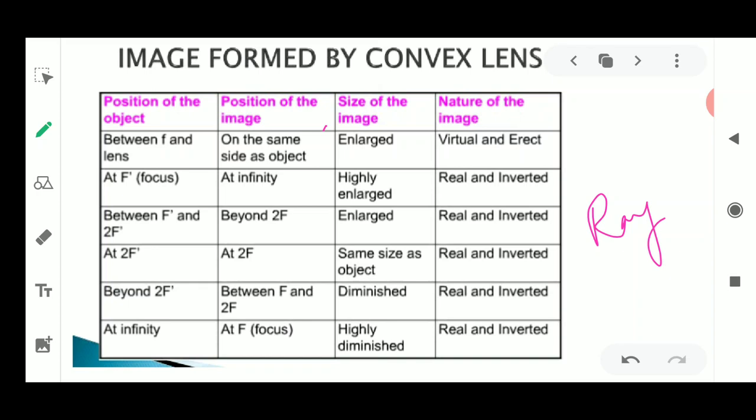So that was all about today's video, which was related to the image formation by the convex lens. I'll meet you all in the next video with the next lecture and the next topics to be discussed, which are left in this chapter.